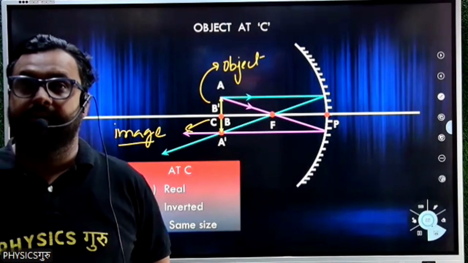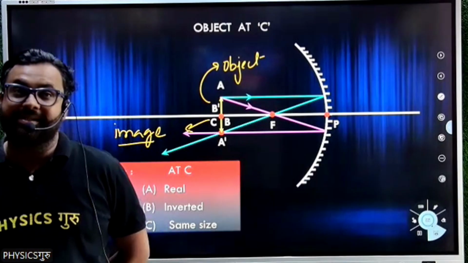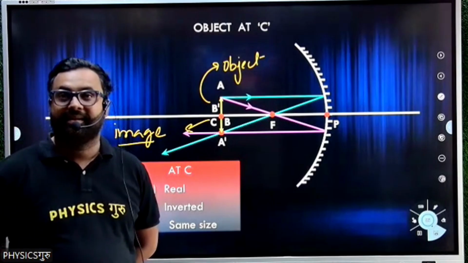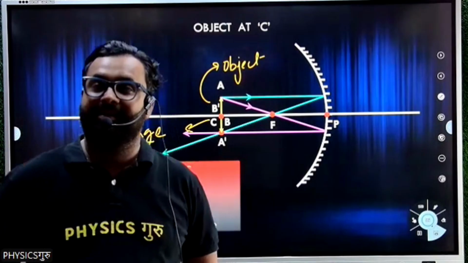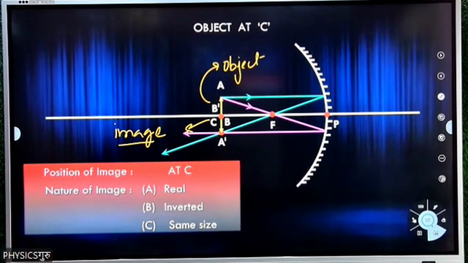Sir, it's not coming on A and B. It should come there, right? You need to adjust in such a way that it should lie on the center of curvature only. Sir, okay? Sir, I have to write the position of image, nature of image.